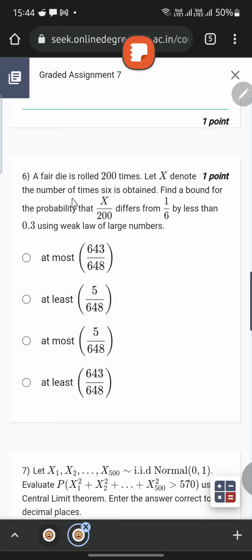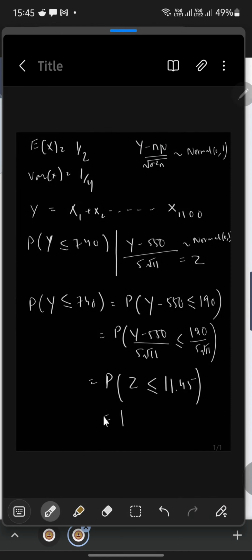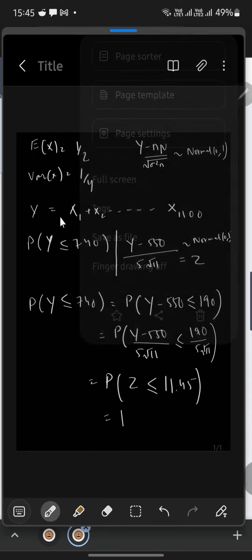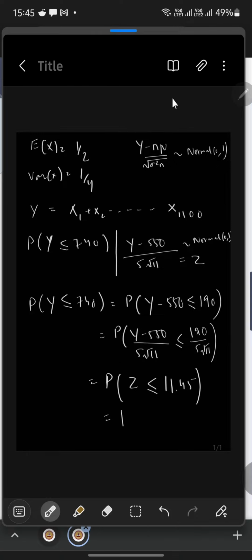The next question is: a fair die is rolled 200 times. Let x denote the number of 6s obtained. Find the bound for the probability that x divided by 200 differs from 1 by 6 by less than 0.3 using the weak law of large numbers. Okay, so again I'll be using these notes. Let me clear this all. Is there a way to delete all of it? I don't think so, so let me create a new note.